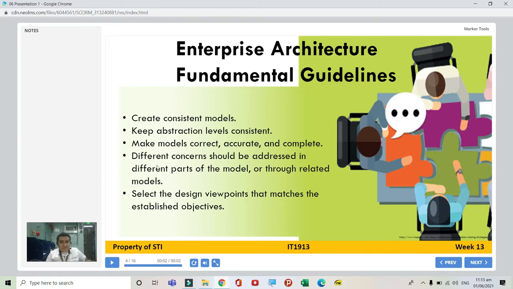So sabi here, different concerns should be addressed in different parts of the model or through related models. So ito yung sinasabi ko kanina. If the model is anchored on the business process, pero it will be viewed on the perspective of the customer, yun lang yung dapat makikita niya. Hindi na siya pwedeng makakita ng perspective ng mga taong gumagawa talaga ng main operations and transactions. Di ba? You have it here. Select the design viewpoint that matches the established objectives.